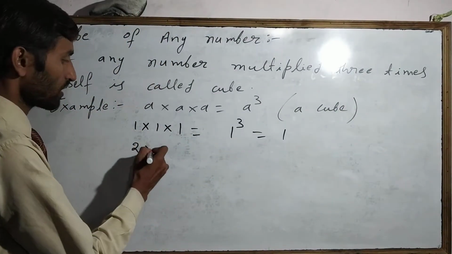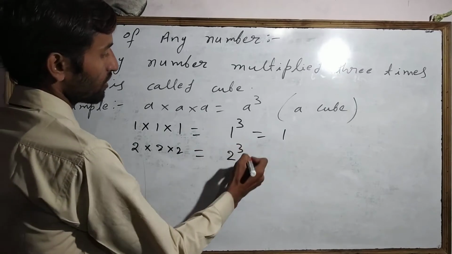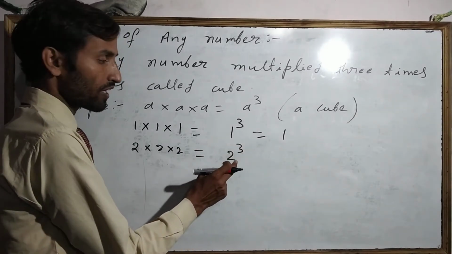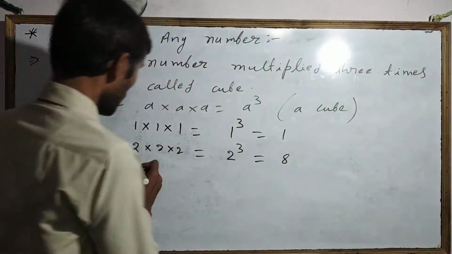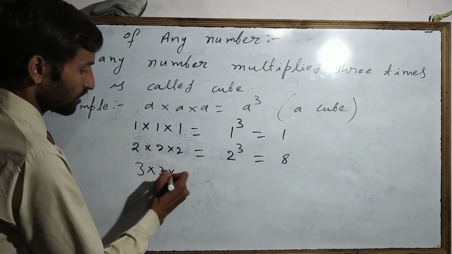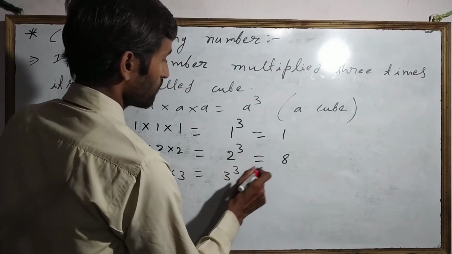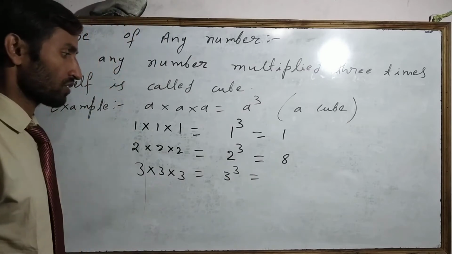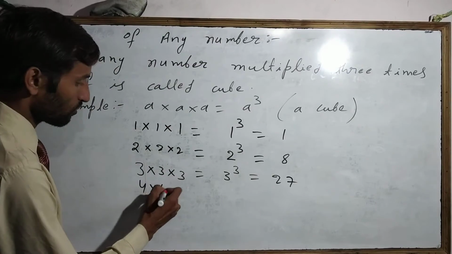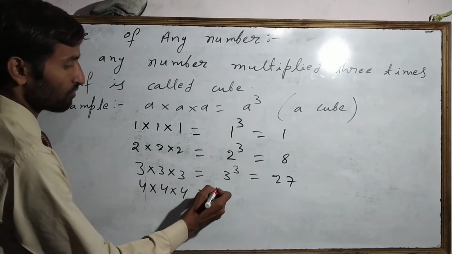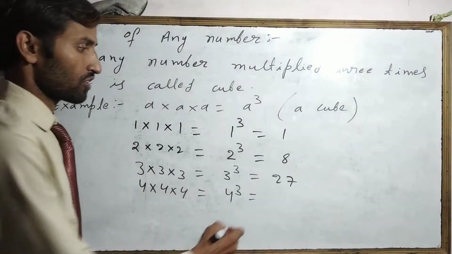Next, 2 into 2 into 2 is 2 power 3. You can read it as 2 cube, which means 2 power 3, and 8 will come. Next, 3 into 3 into 3 is 3 raised to the power 3, and it will be 27. Then 4 into 4 into 4 is 4 power 3, which is 64.